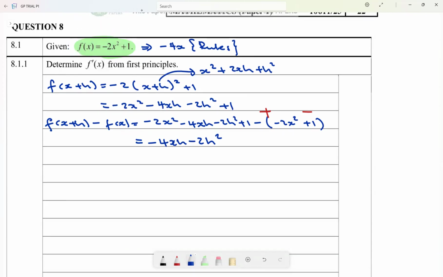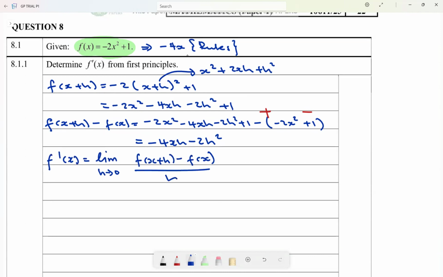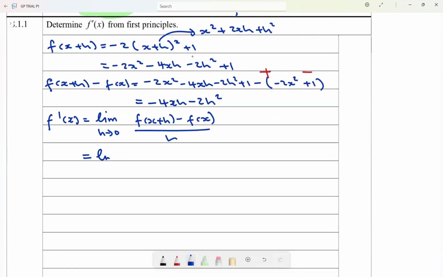But we still need to go back to our formula that says limit as h approaches 0 of f of x plus h minus f of x, all divided by h. And it's fun because we have already simplified what is f of x plus h minus f of x. So it's just a matter of continuing with the substitutions. It is negative 4xh minus 2h squared, all divided by h. And remember the aim is to remove h. Why remove h?